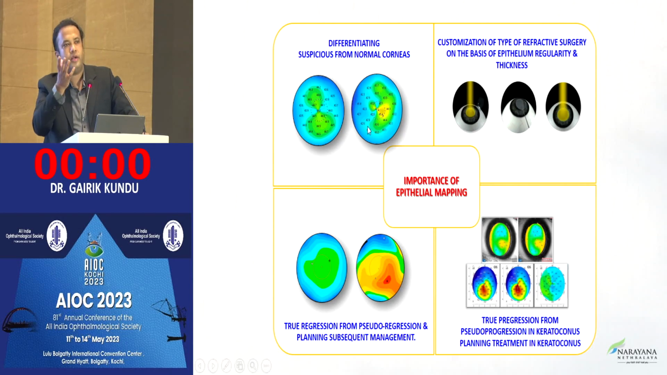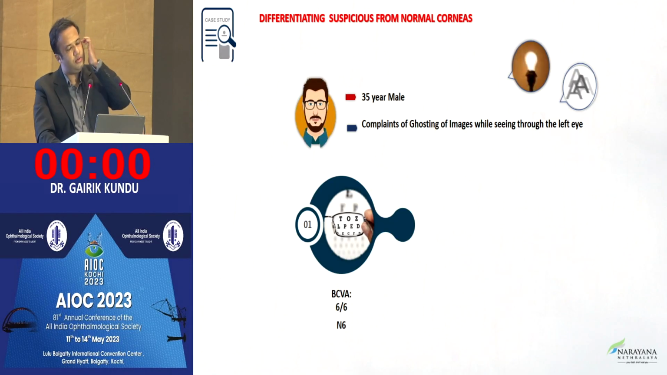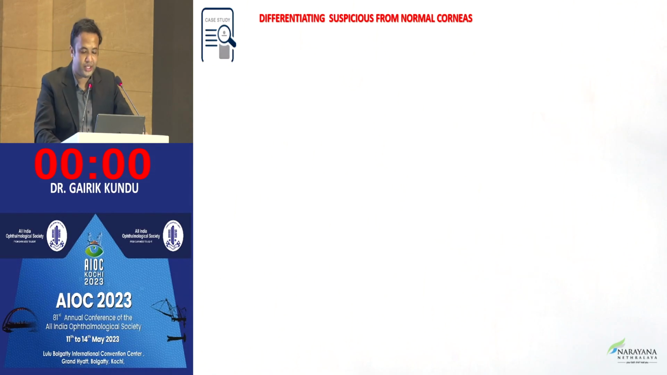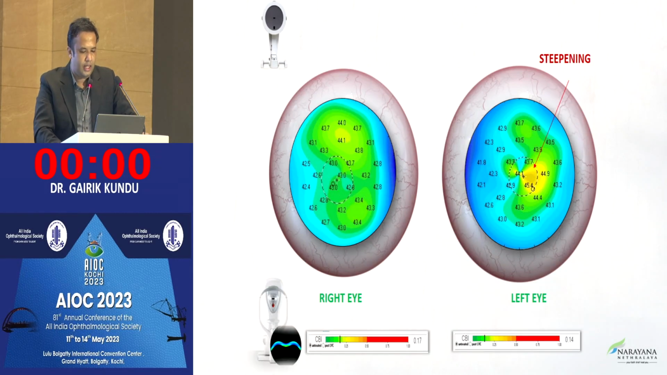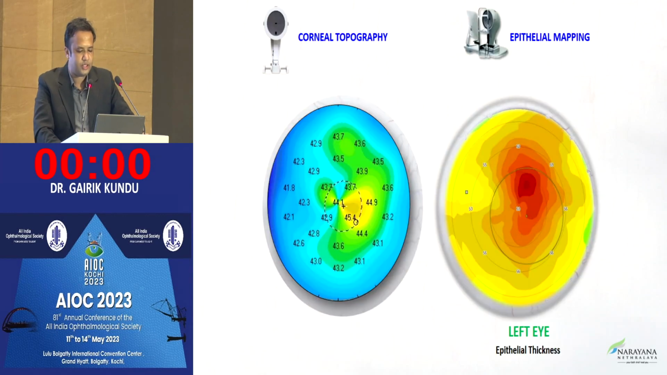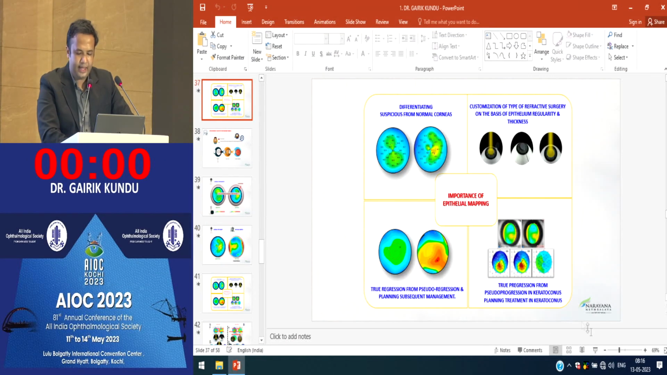It would be prudent to do an epithelial mapping in those scenarios, simply because sometimes patients do present with ghosting or glare or visual disturbances, and you get a picture such as this. In fact, the epithelium was the culprit. If you see, the area of the steepening coincides with the focal area of an epithelial hypertrophy. Now, another aspect is also in terms of planning for surgeries.